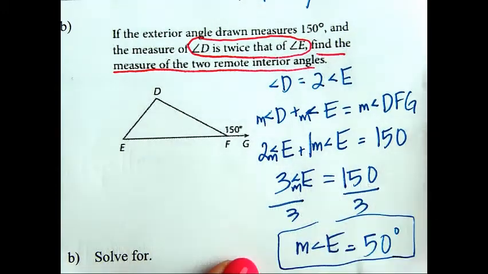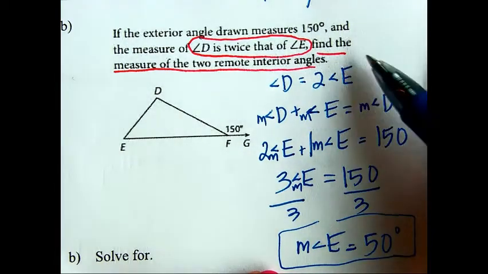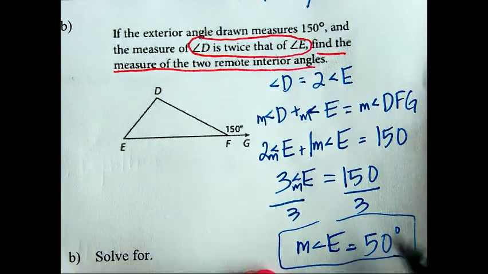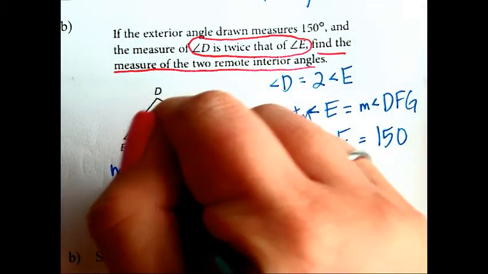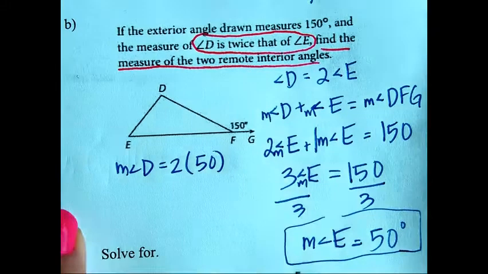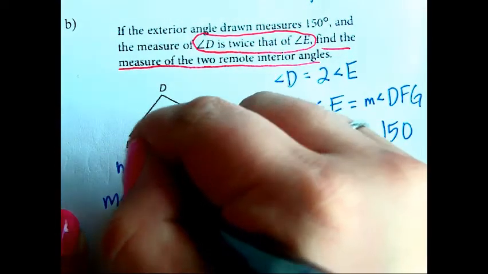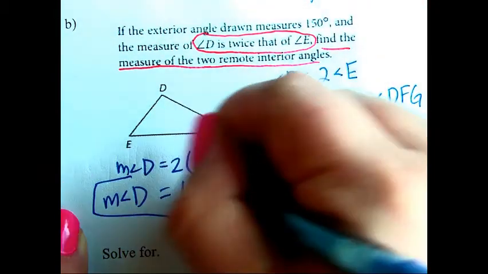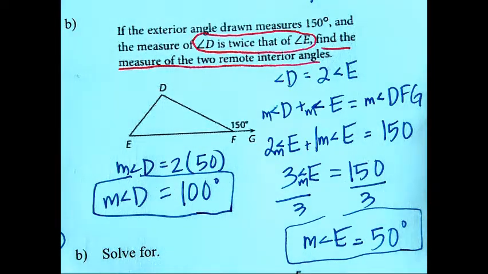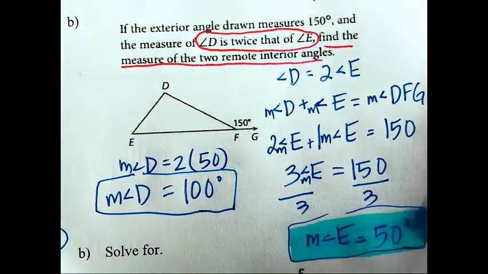Now that we know what angle E is, we know that angle D is going to be 2 times that. So 2 times 50 is going to tell me what angle D is. 2 times 50, which is 100. So the measure of angle D is 100 degrees. And the measure of angle E is 50.